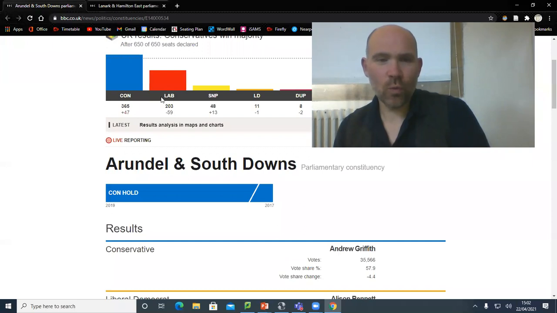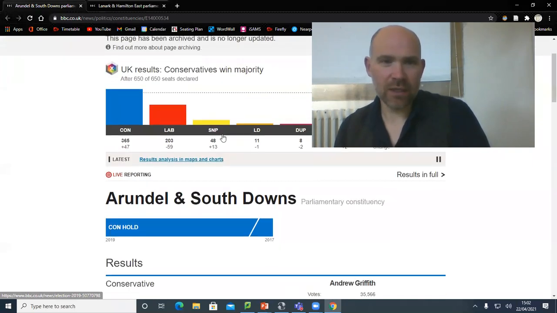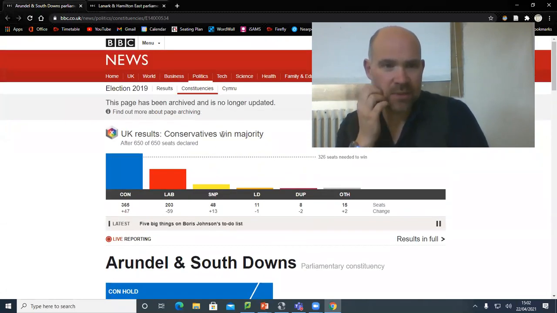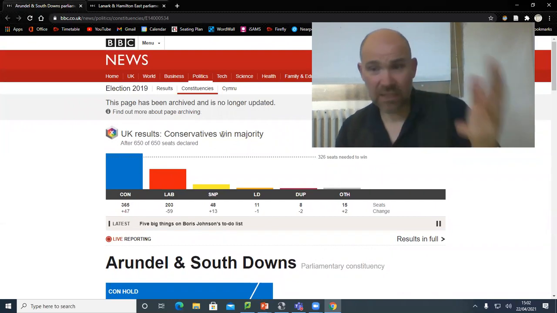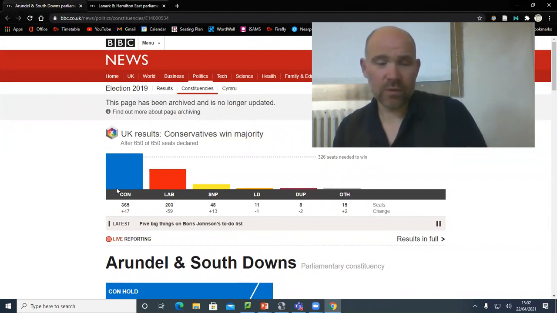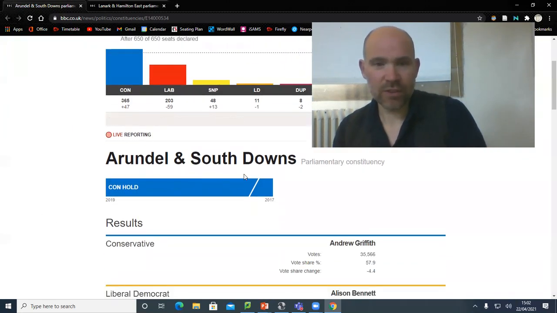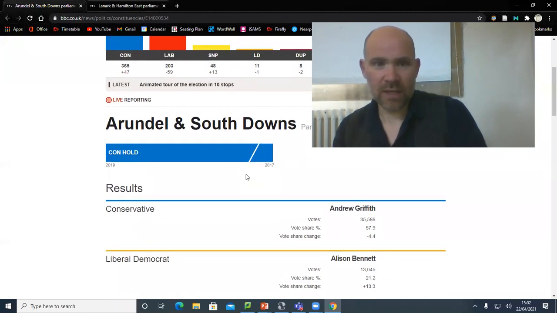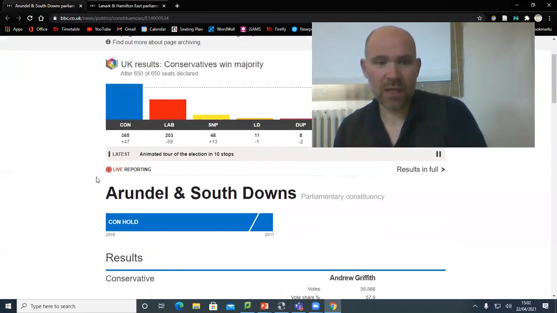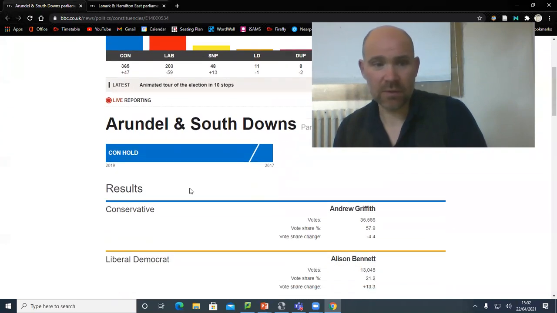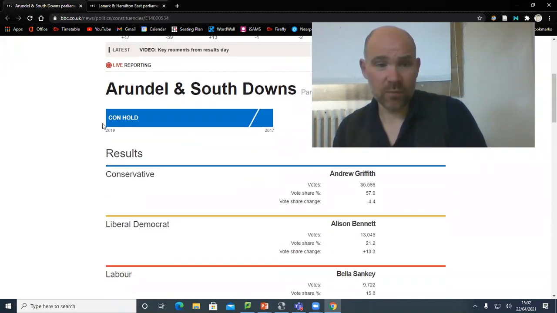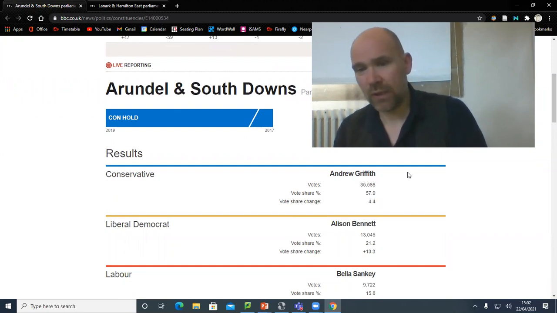Okay, so let me show you what an absolute majority looks like in a constituency. I've come over here to the BBC webpage, and you can find the history for all the constituencies in the UK over here, which can be really interesting if you want to see how voting trends have changed over time. So we're over here in Arundel and South Downs, and it has the results here from 2019. And what we can see here is that Andrew Griffith, again a Conservative, gets 57.9% of the vote.